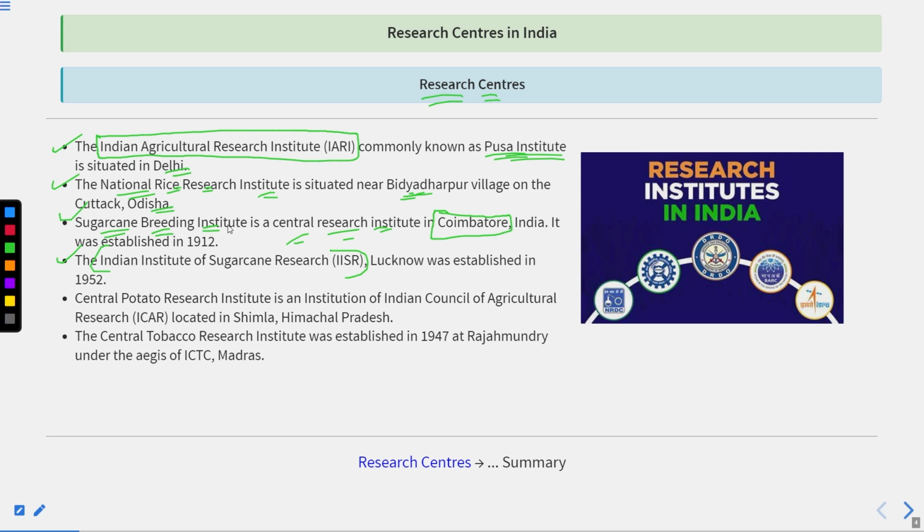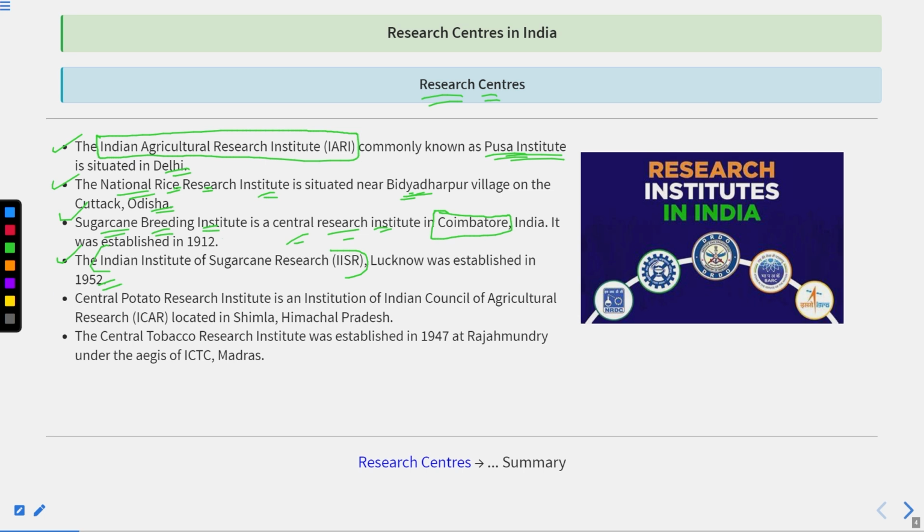Another one is the Indian Institute of Sugarcane Research, IISR. This is a general research institute for the sugarcane crop, located in Lucknow, the capital of Uttar Pradesh, and it was established in 1952, post-independence. One is pre-independence, one is post-independence. So keep this difference in your mind.